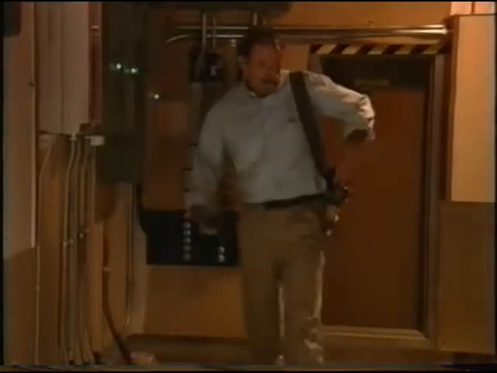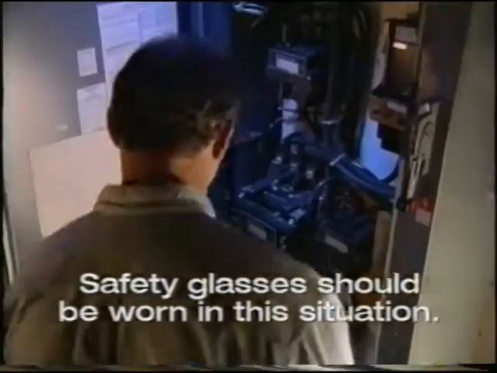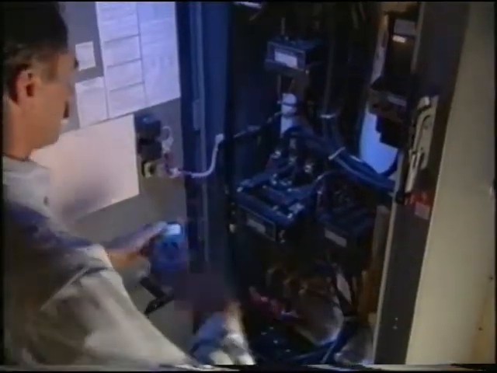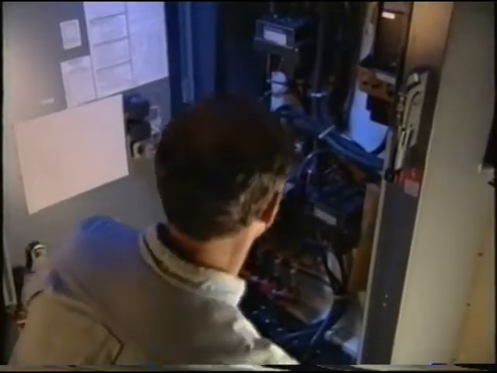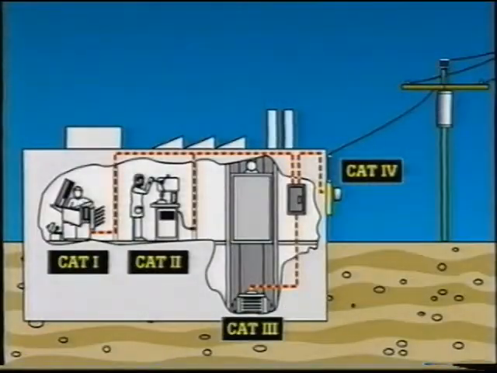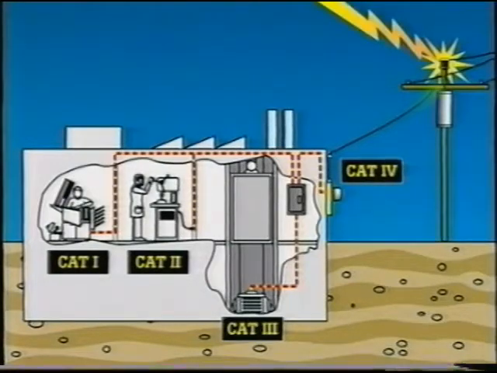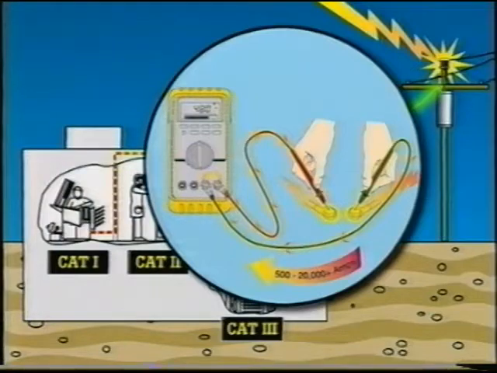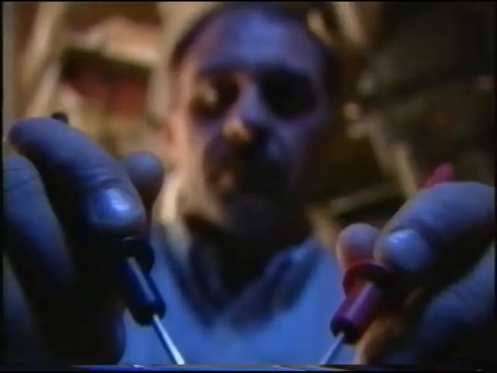Let's take a closer look at why transients are so dangerous. In this example, a service technician is making a phase-to-phase voltage measurement on a live motor control circuit. This is a Cat 3 environment. A transient, due to a nearby lightning strike, was large enough to cause an arc to strike inside the meter. Short-circuit currents as high as thousands of amps can flow for several milliseconds.